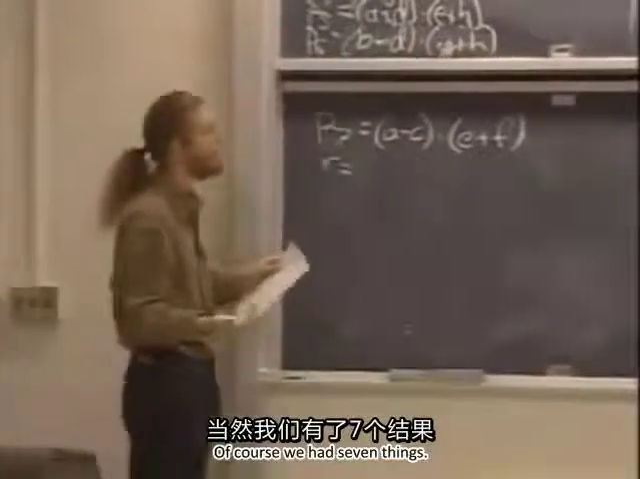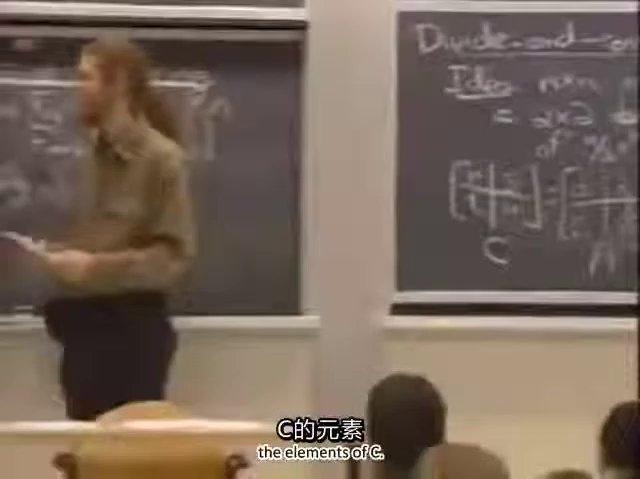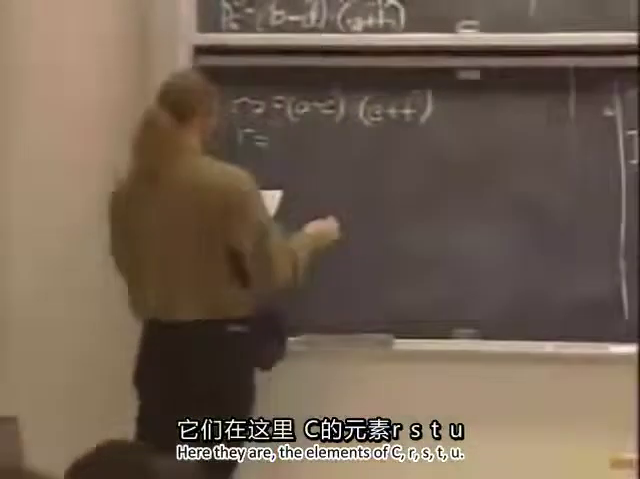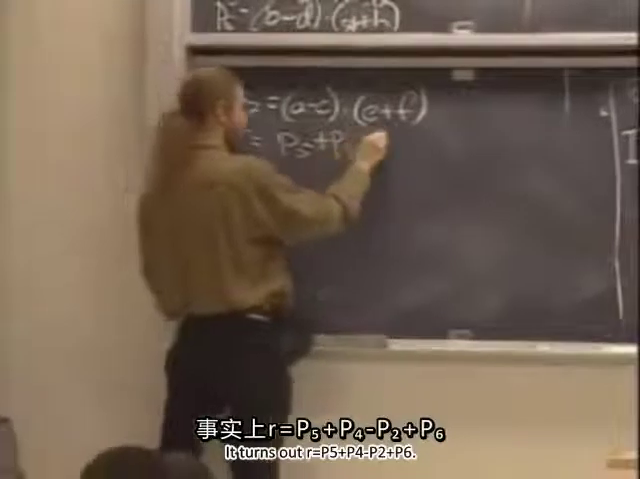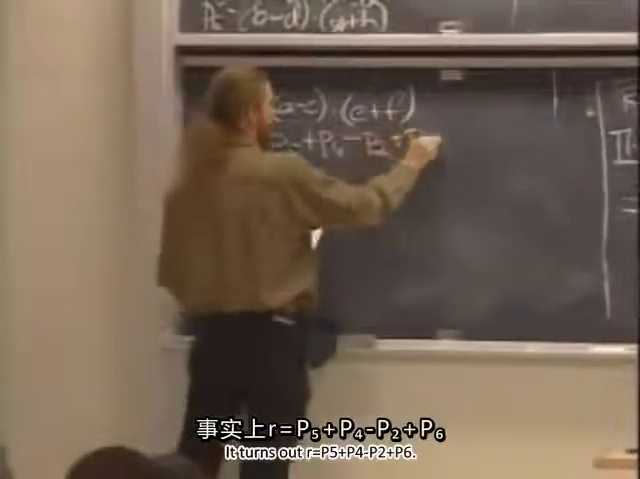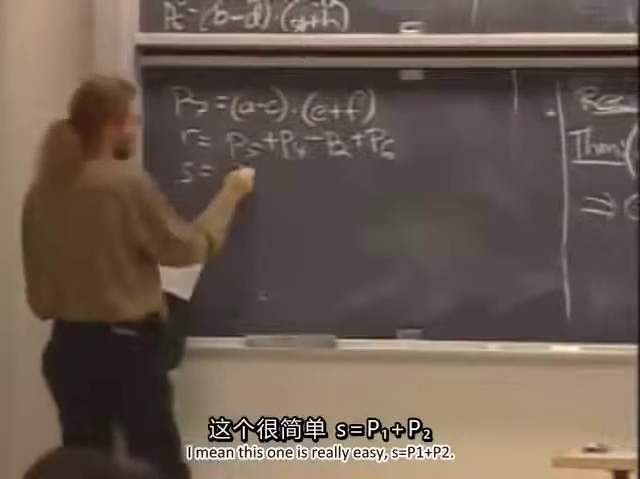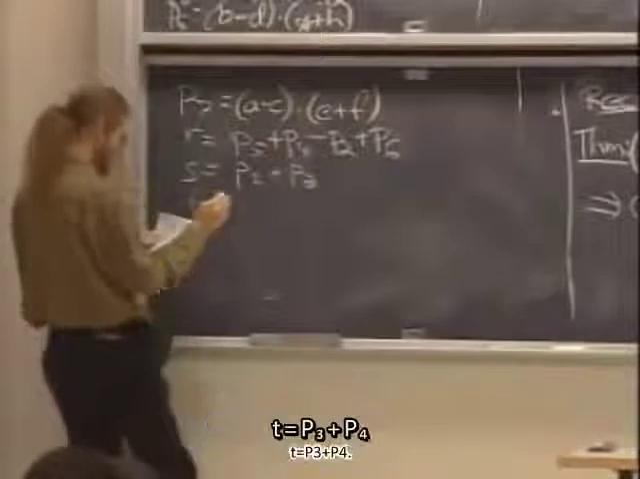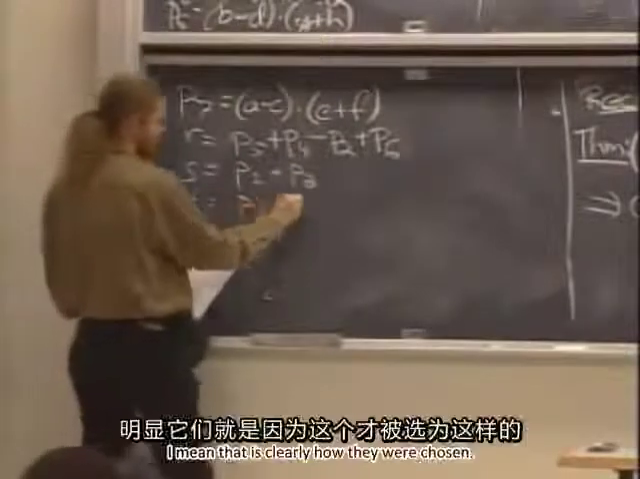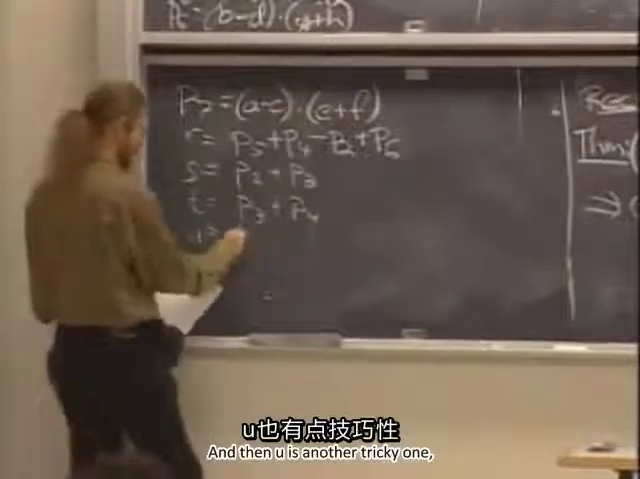Of course, we have 7 things. Clearly, we have to reduce this down to 4 things, the elements of C. So here they are. The elements of C, R is TU. Turns out R is P5 plus P4 minus P2 plus P6. Of course, didn't you all see that? S is, this one's really easy, P1 plus P2. T is P3 plus P4. That's clearly how they were chosen. And then U is another tricky one.